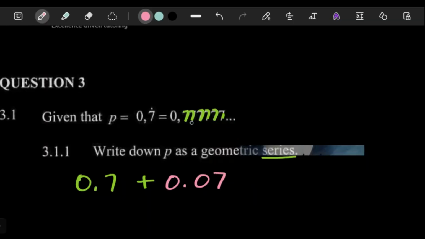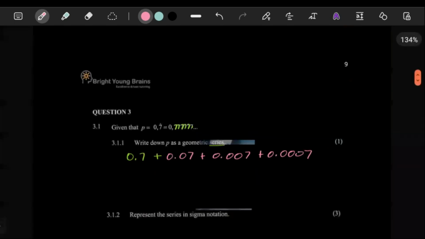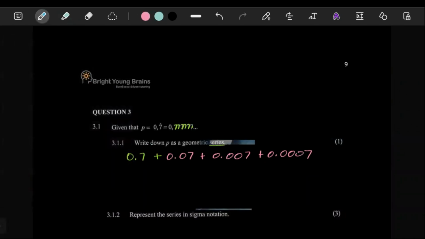And then for it to have another 7 there, you'd need to add 0.007. If you end up having another 7 here, then you'd have added 0.0007, going onwards like this. So this is your sequence. It starts with this number going on and on and on.